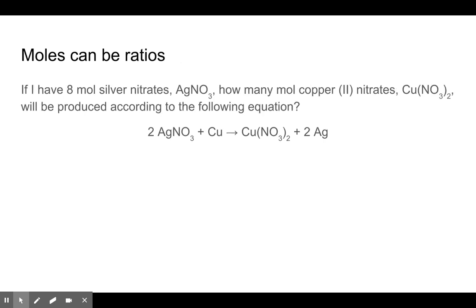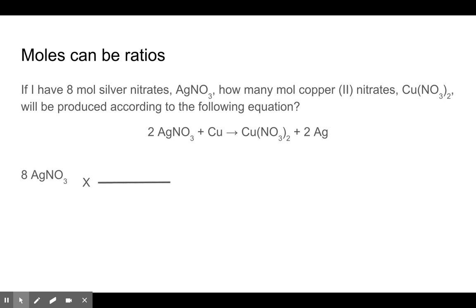Now, let's go ahead and use this mole idea in practice. So if I have 8 moles of silver nitrate, and remember, a mole is 6.02 times 10 to the 23rd power, so this is a whole lot of molecules. So we've got 8 moles of silver nitrate. How many moles of copper nitrate will be produced according to the equation that we've been using? So I set it up similarly where I've got 8 moles of silver nitrate.